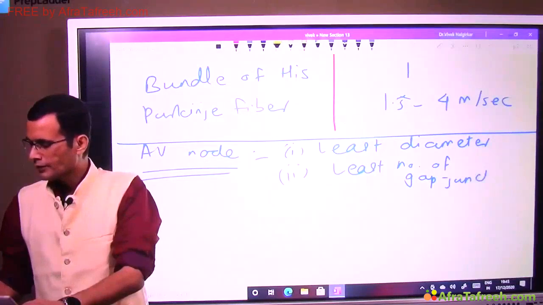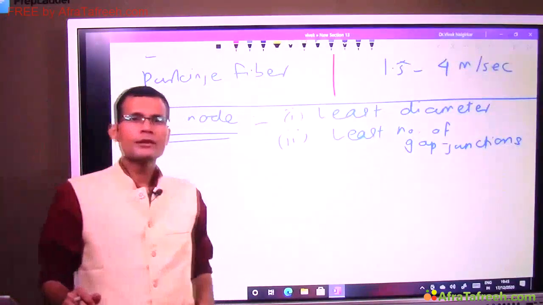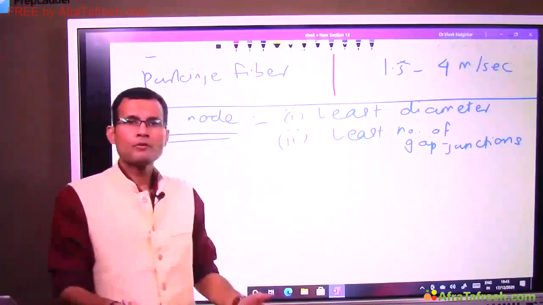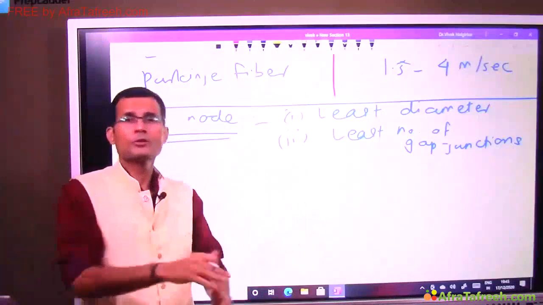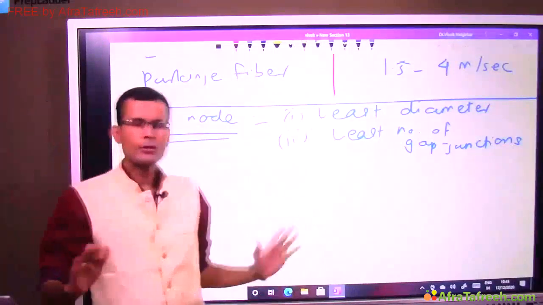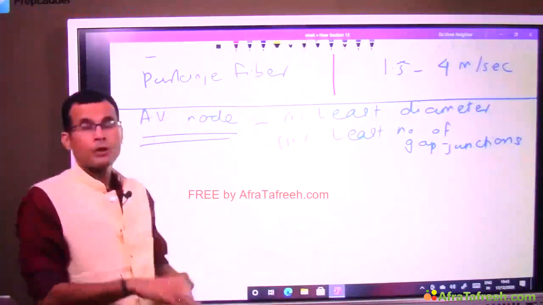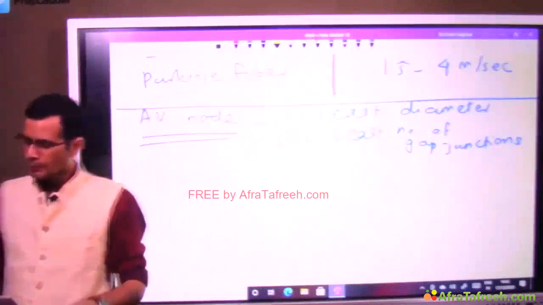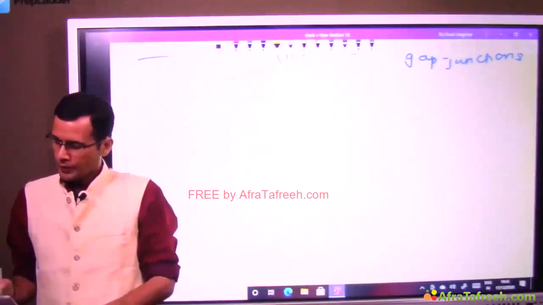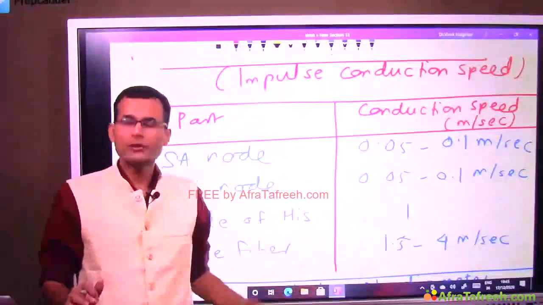Remember, we have done this at the start, that there are gap junctions between cells, and the more the number of gap junctions, the faster will be the spread of charges from one cell to the next. AV node has the lowest number of gap junctions between the adjacent cells. And because of these reasons, AV node is the slowest conducting part in the heart. So that was what is determined by the rate of depolarization.